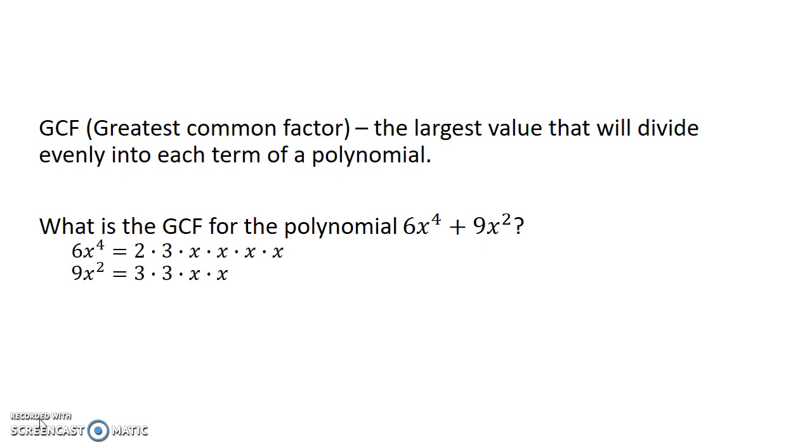So 6x to the fourth can be rewritten as 2 times 3 times x times x times x times x. 9x squared, 3 times 3 times x. And when we're trying to figure out the GCF, we're trying to figure out every piece that is common between the two terms. So in this case, both terms have a 3 and both terms have 2 x's. So we multiply those all together, we get the greatest common factor, 3x squared.